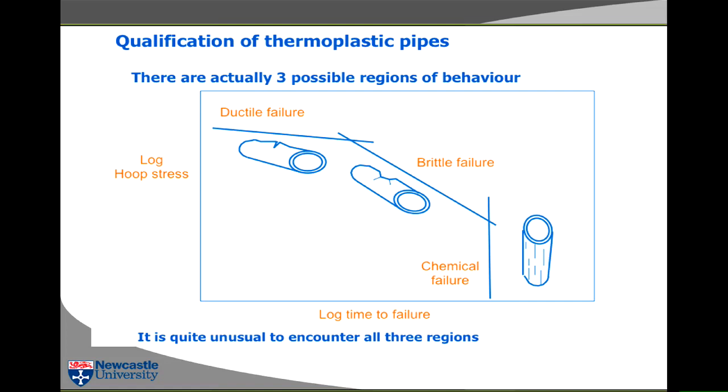Now, all the textbooks show the three curves like that. It's very, very rare to get all three curves existing for one particular material under a particular condition. But in some conditions, you can see that chemical failure is important. And the thing to note about chemical failure is it's not stress dependent. You see this line is vertical. So what happens is you get up to the design life and it falls apart. It's nothing to do with the stress, it's to do with the chemical action on the pipe.